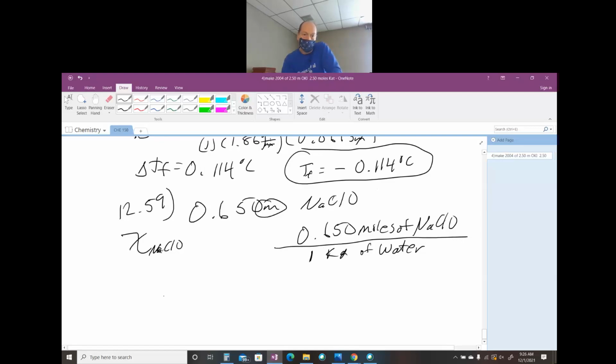All right, and so we need the mole fraction. So to get the mole fraction, we need to find the moles of NaClO, and then we also need to find the moles of water, because in the denominator, part over whole, we have to add the moles of our NaClO to the moles of the water. All right, well, we already have the moles of the sodium hypochlorite. It's 0.650.